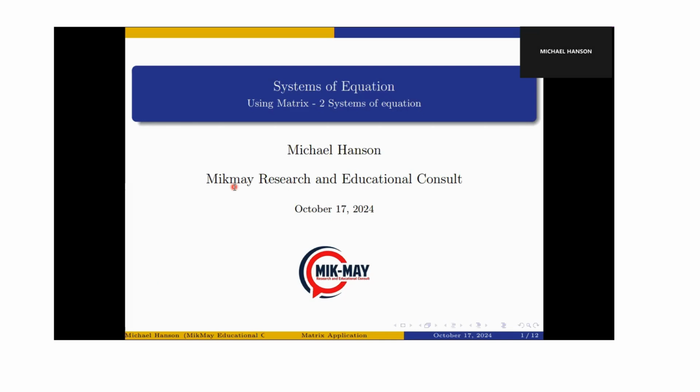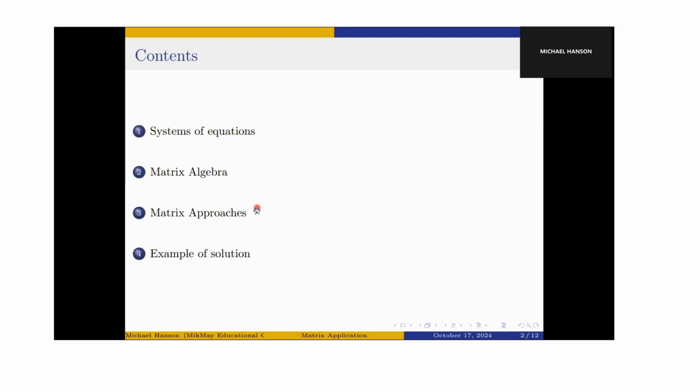Today, we'll be looking at how to use matrix algebra to resolve systems of equations. This tutorial is dedicated to a two-system equation. In most cases, you would have to deal with resolving several equations. So today's discussion will focus on the types of systems of equations you could have, a brief introduction to matrix algebra, the approaches that are used in matrix algebra to resolve systems of equations, and then we take an example using one of the approaches.